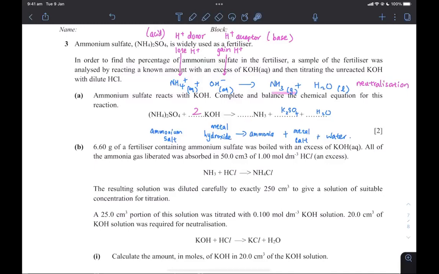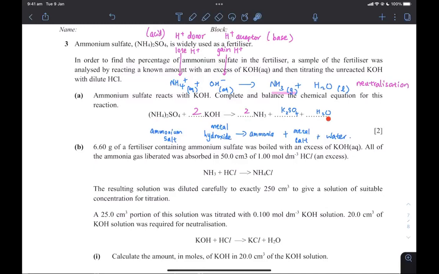2. As you could see, the KOH gives you the K2SO4, so 2 potassium there give you 2. Why do we have 2 NH3? Because we have 2 ammonium. 1 ammonium gives you 1 ammonia. 2 ammonium give you 2 ammonia.